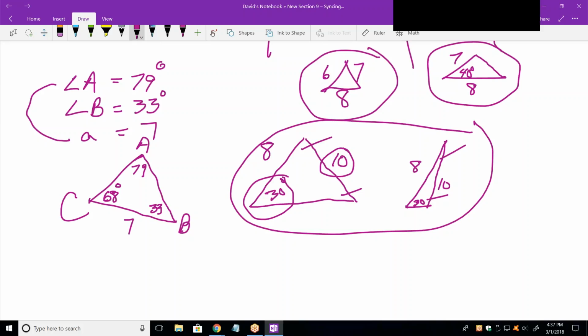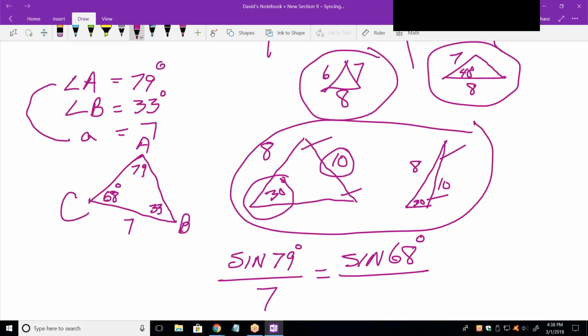So there's our triangle, and we actually know four pieces of information. Give me an equation to write. Sine of angle A over, sine of 79 degrees over 7 equals sine of 68 over, you want to call that side b? No, we're going to call that side little c. In other words, little b has to be opposite angle B.